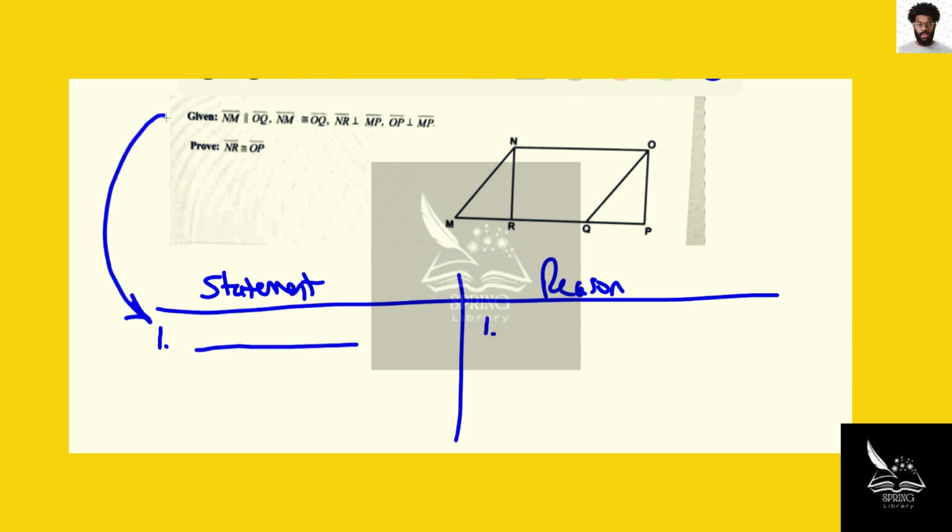If you do a two-column proof, you can state everything that was given. I'm not going to write it all, but that should be your first reason. First statement reason is the given. But let's digest what all is given. We know that NM is parallel to OQ. We know that NM is congruent to OQ. We know that NR is perpendicular to MP, and OP is perpendicular to MP.